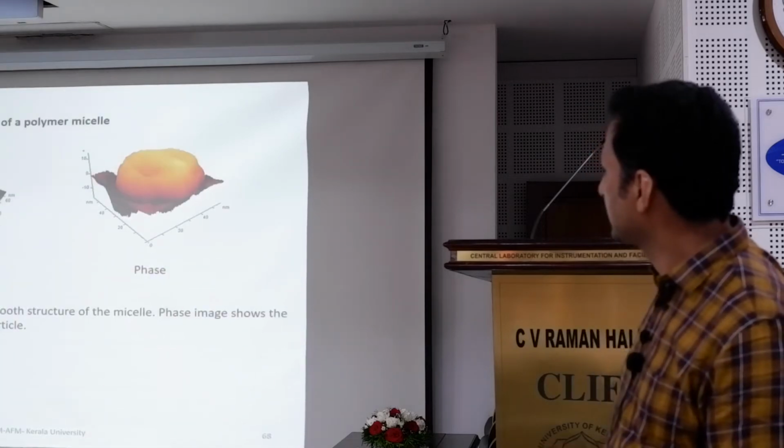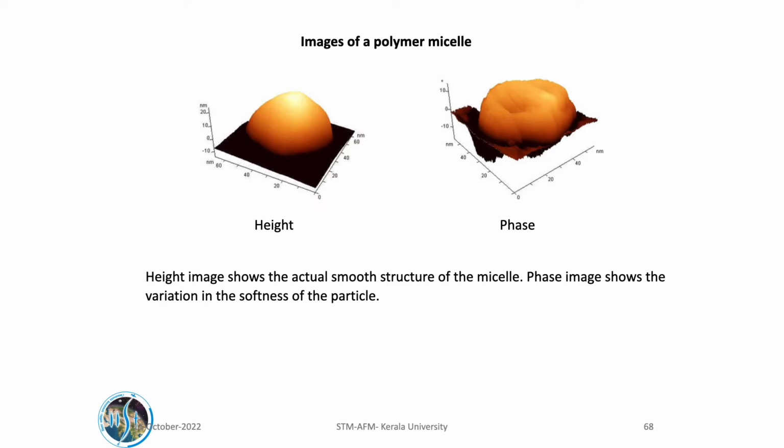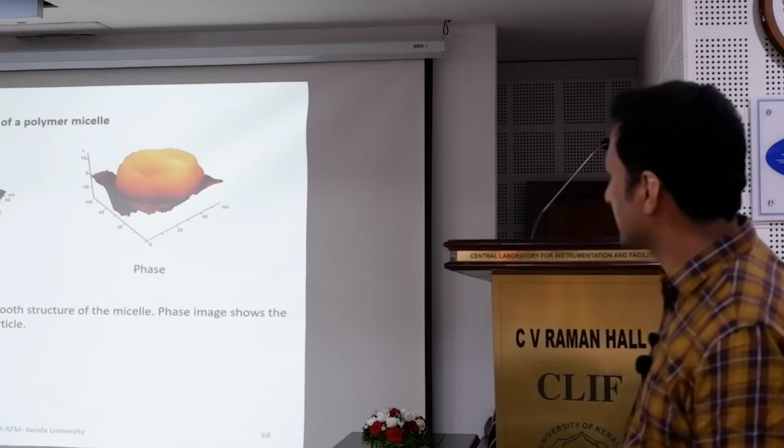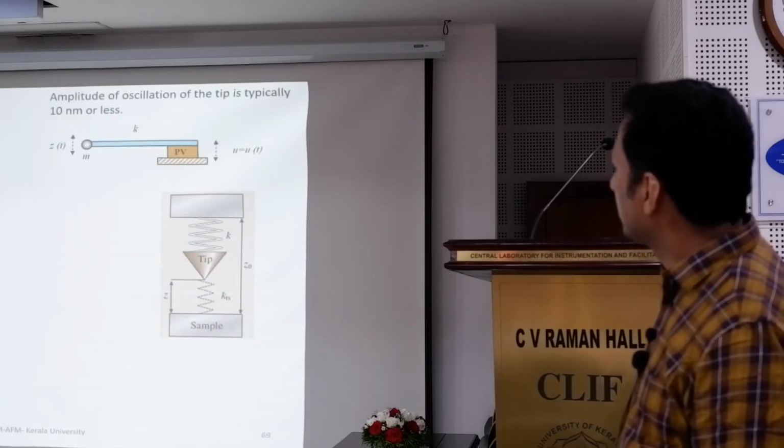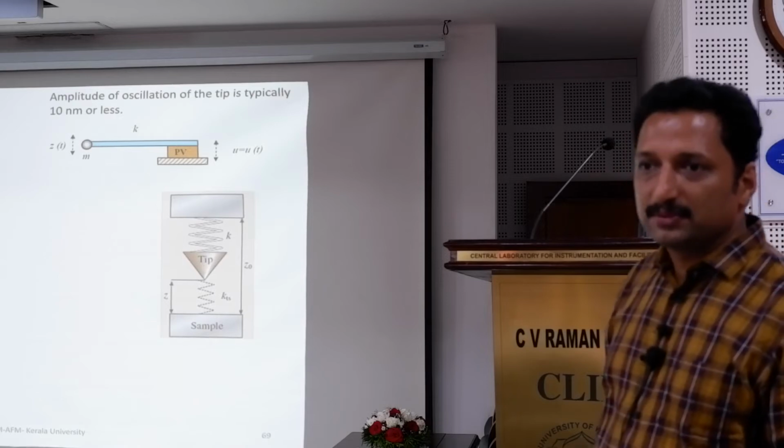It's another example. This is a polymer micelle, and you can actually see the bun-like structure. This is height image. Phase image shows exactly the same thing, but with more details of how soft and hard different portions are.